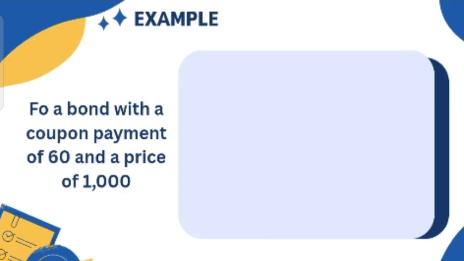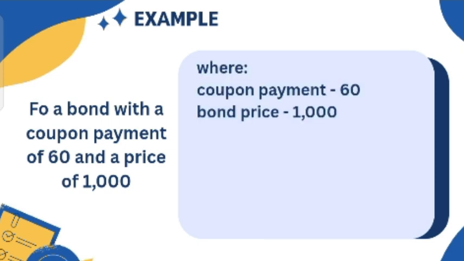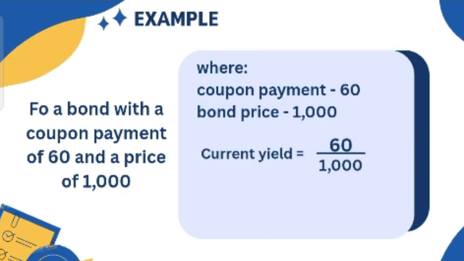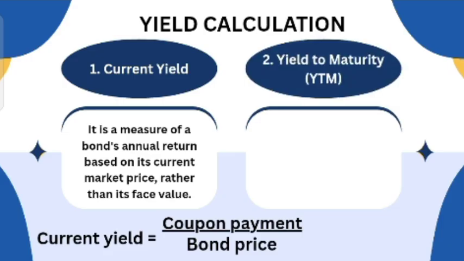Let's say, for example, a bond with a coupon payment of 60 and a price of 1,000. So we're going to calculate it. The current yield is equal to 60 over 1,000, so we have the result of 0.06, or 6%. Why percent? Because according to the definition of the current yield, it is formed by interest payment. That's why it's percent.